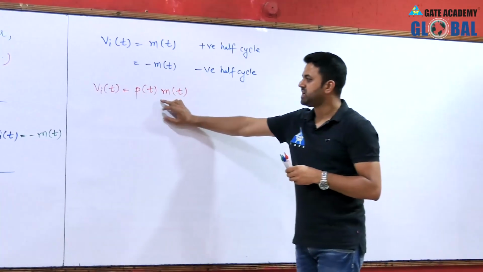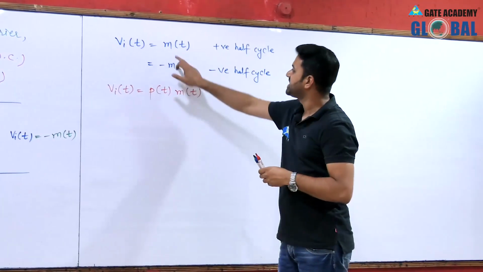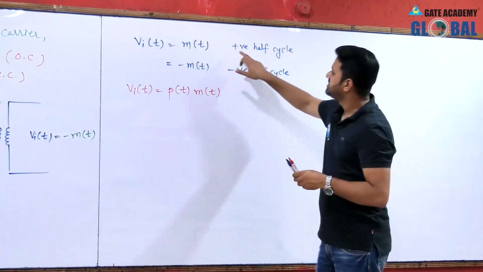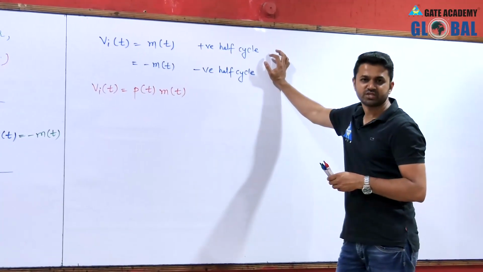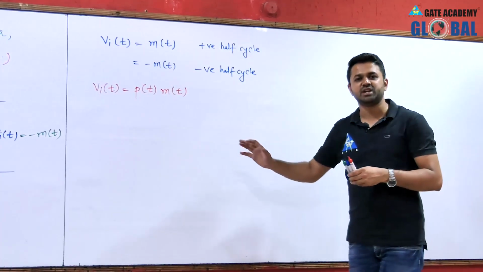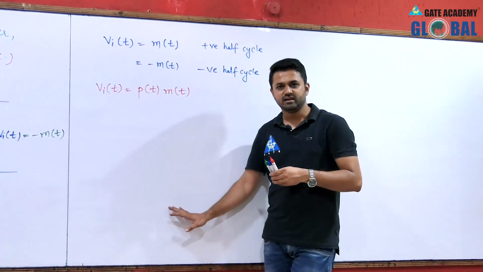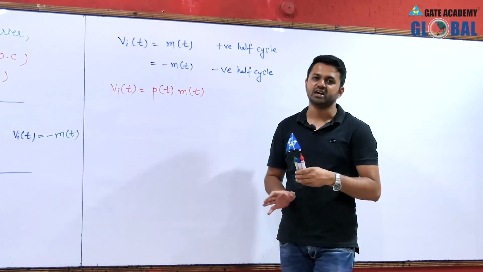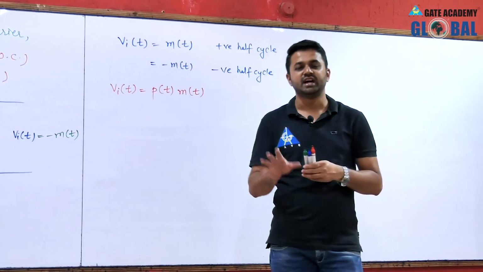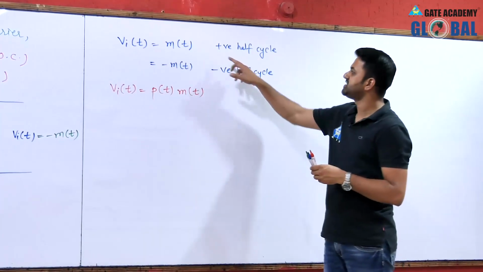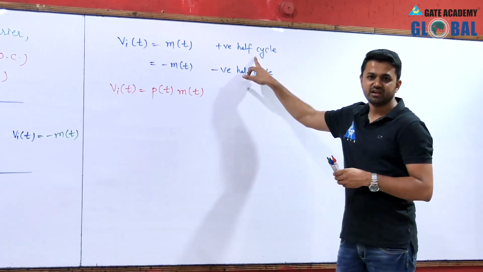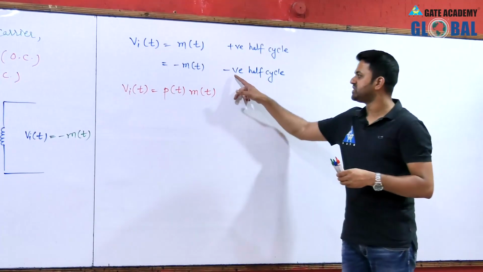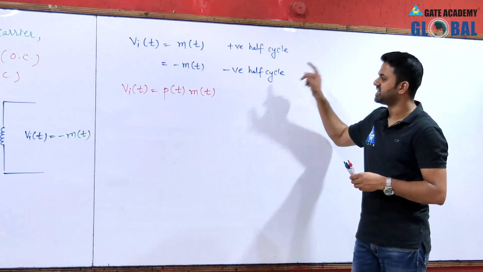This p(t) should be plus 1 to get this result, but provided this is for the positive half cycle. The time period of the carrier is Tc, because the carrier has frequency fc. So for the half time period it should be +1 to justify this particular condition, and for the other half time period it should be -1 to satisfy this condition, the negative half cycle.